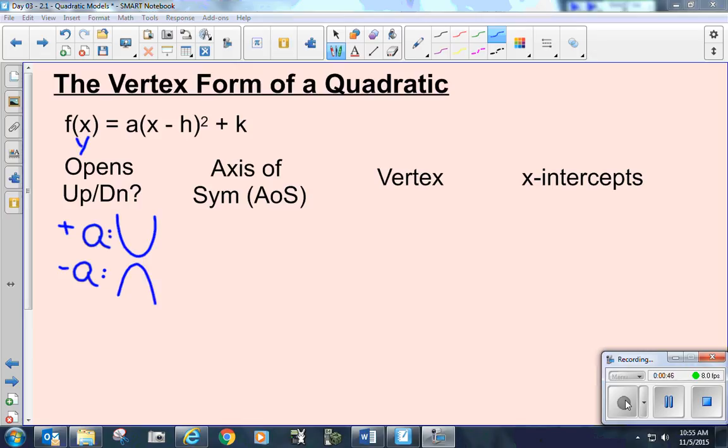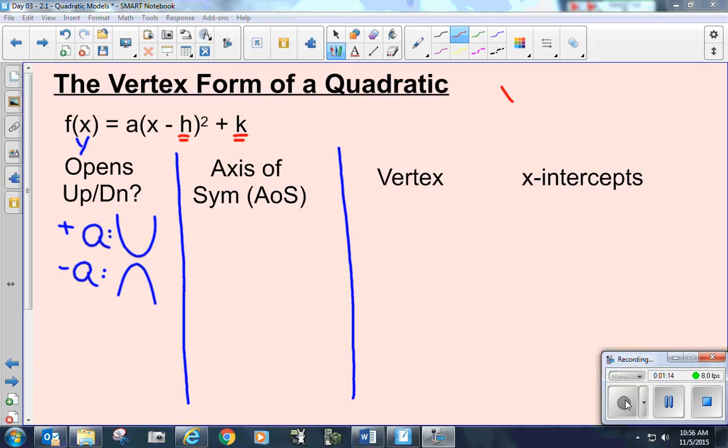Now, what about the axis of symmetry and the vertex? Let's pull away from that right now for a second. What other equation do we know of a shape from geometry that has the h and k in the equation? Anyone remember? Circle.